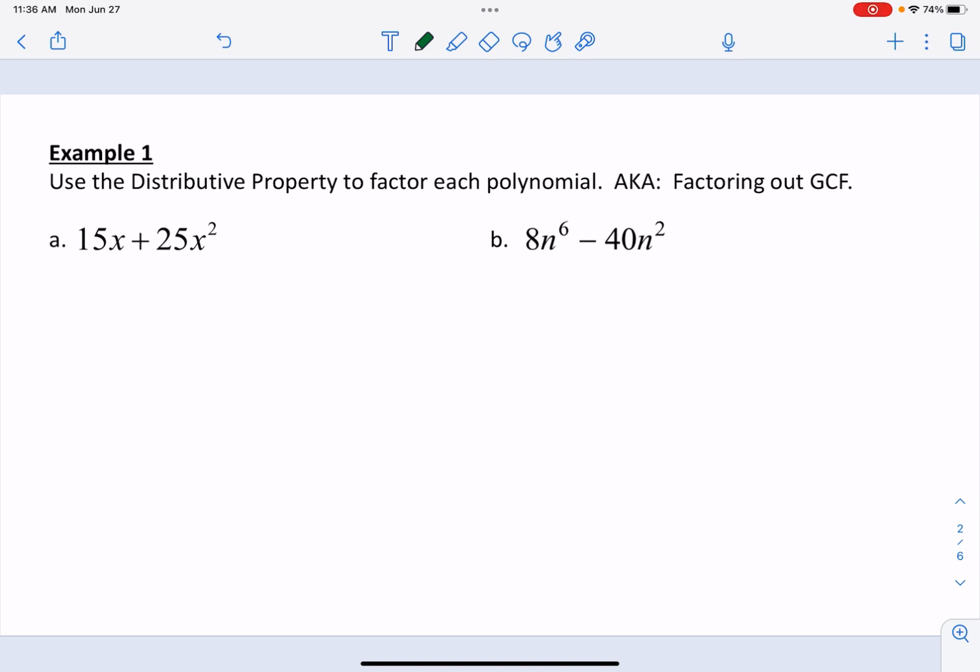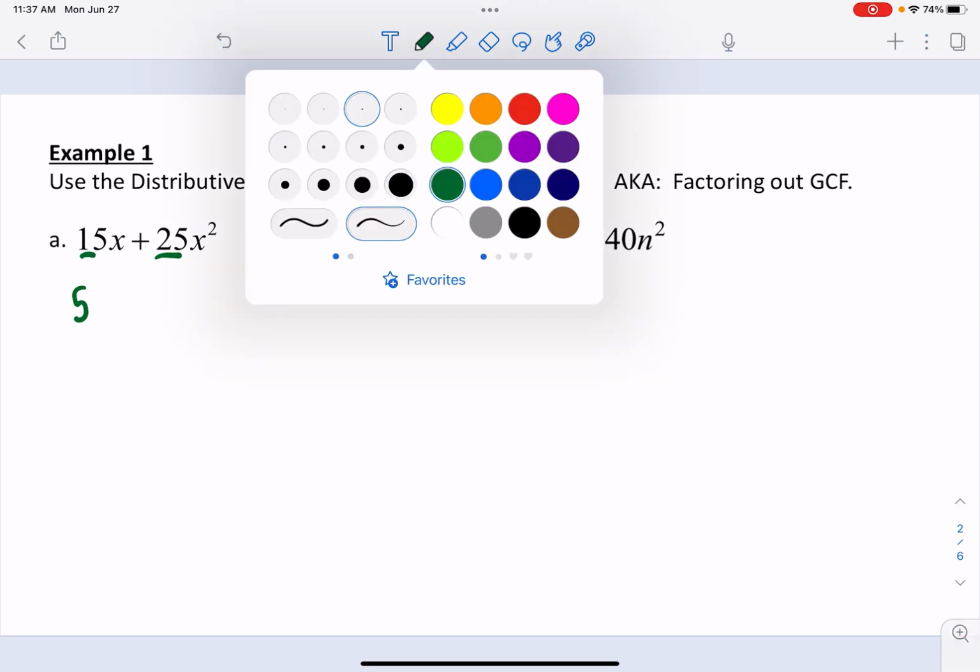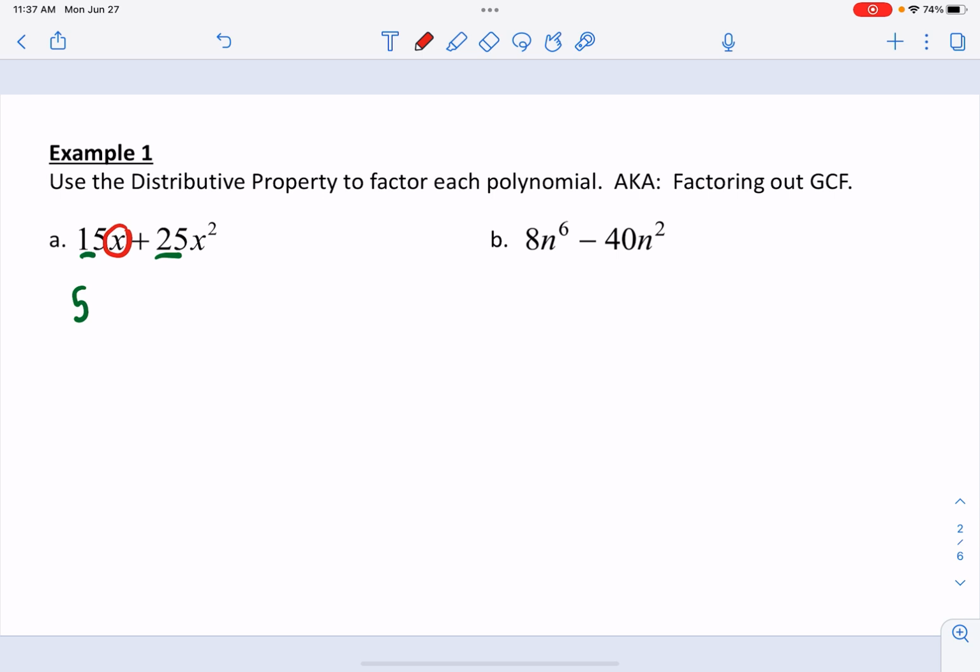Use the distributive property to factor out each polynomial, factoring out the GCF. So what you're going to do with the numbers is look and see what's the largest number that goes into both 15 and 25. The number 5 goes into both of those. Now for your variables, you have to look at those x's and go with the one that is the lowest exponent.